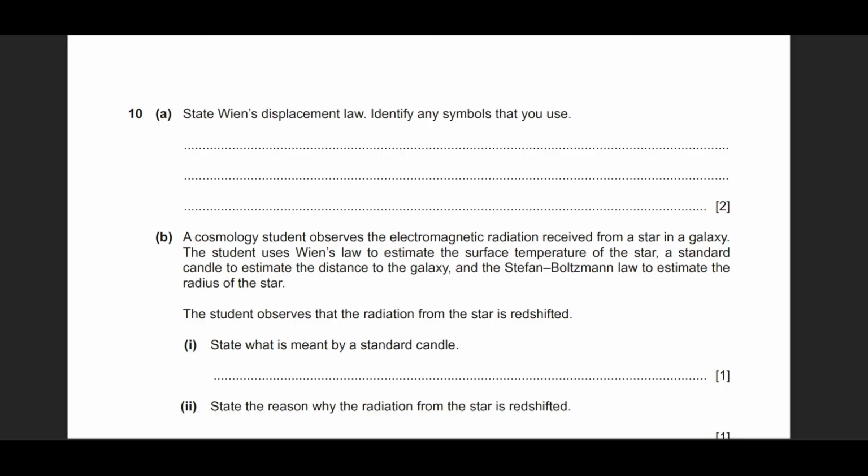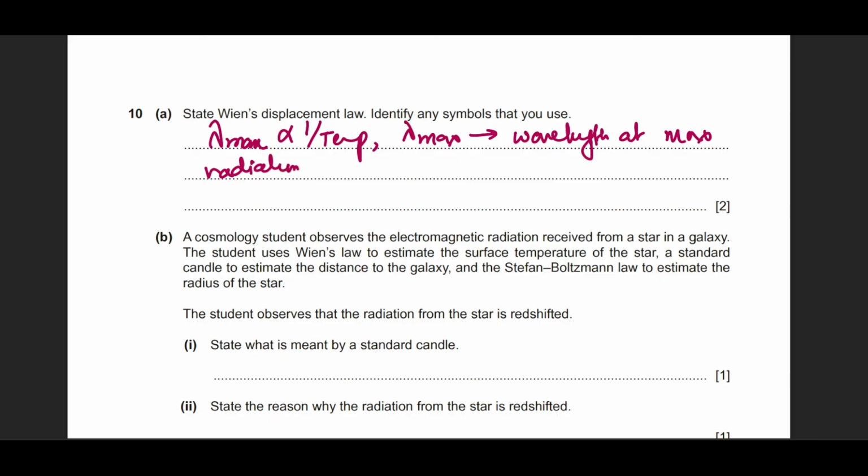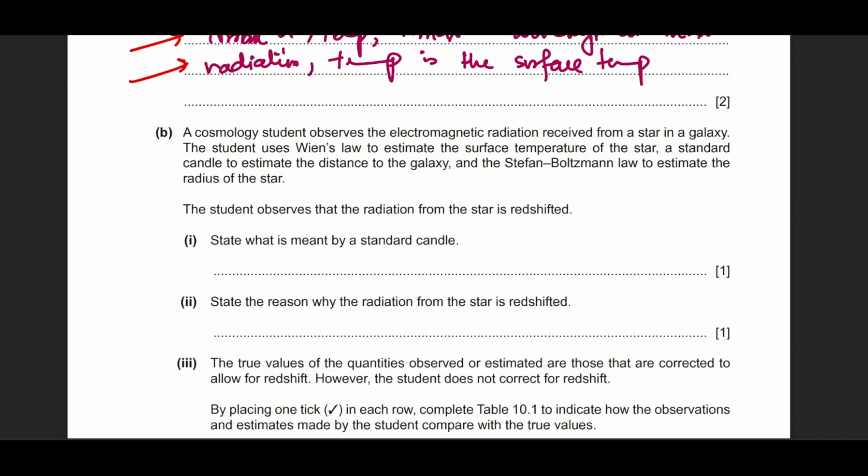Question number 10, Wien's displacement law. When you write down Wien's displacement law, just simply mention their representatives. We will say that the maximum intensity wavelength lambda is inversely proportional to temperature. So simply write down that lambda max is the wavelength at maximum radiation or maximum intensity radiation, and temperature is the surface temperature. We have to clarify where the temperature is. Are you talking about the core? Are you talking about the surface? What temperature? So this is how you explain this, right?